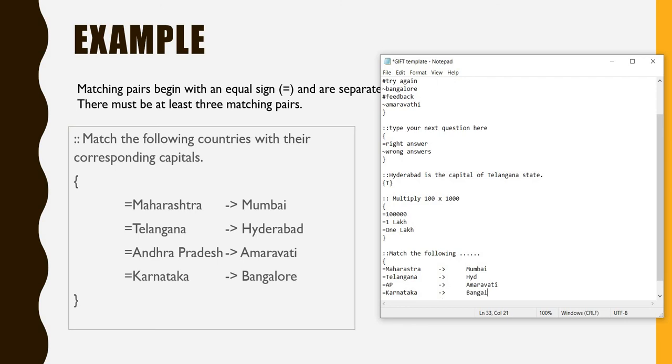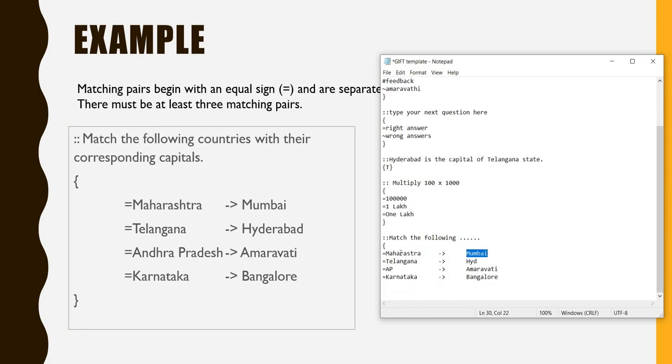So did you observe something? For the question, I am directly giving the correct answer here. On the website they will be shuffled, they will be like a drop down, but here you should give the correct answer for your question. For Maharashtra, Mumbai, for Telangana, Hyderabad, AP, Amaravati, Karnataka, Bangalore, likewise. Okay, yes, great.